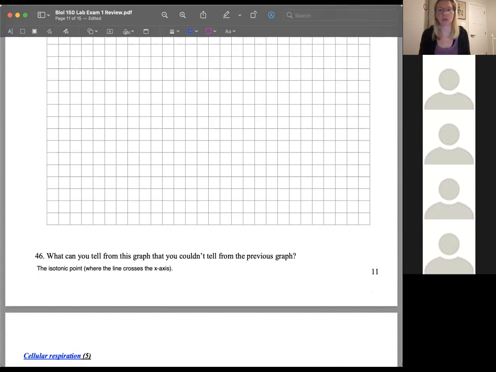And what is the isotonic point? What does that mean? How do we explain what that is? The solution are same in the cell and out of the cell. Perfect. Yeah. So it is the concentration at which the solution is isotonic to the cell. Exactly.